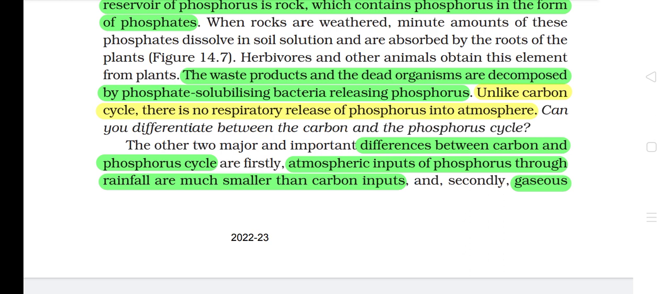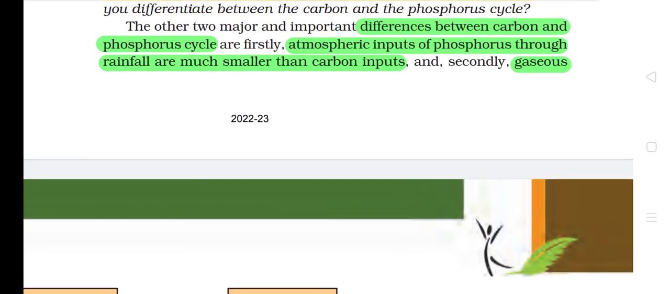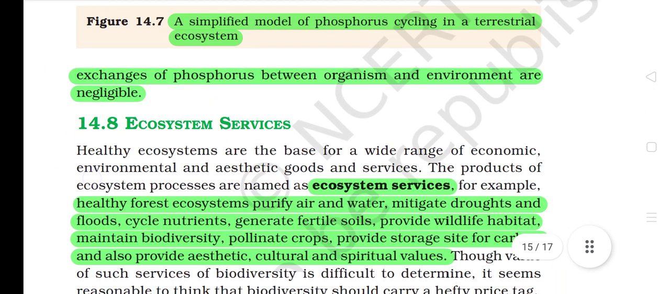Can you differentiate between carbon and phosphorus cycles? The other two major and important differences between carbon and phosphorus cycle are: firstly, atmospheric inputs of phosphorus through rainfall are much smaller than carbon inputs, and secondly, gaseous exchanges of phosphorus between organism and environment are negligible.